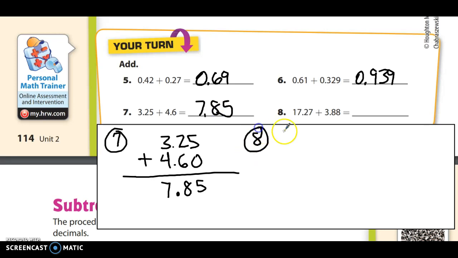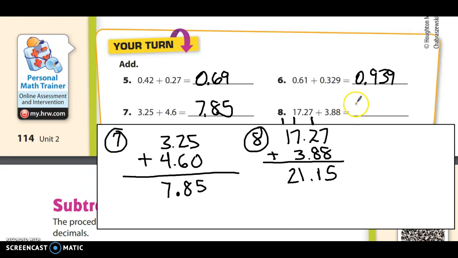And number 8, I've got 17 and 27 hundredths, 3 and 88 hundredths. And I can tell already that this will be one of our first ones where we have to regroup. 7 plus 8 is 15, carry. 8 plus 2 is 10, plus 1 is 11, carry. Decimal comes straight down. 7 plus 3 is 10, plus 1 is 11, carry. And 1 plus 1 is 2. You get 21 and 15 hundredths.